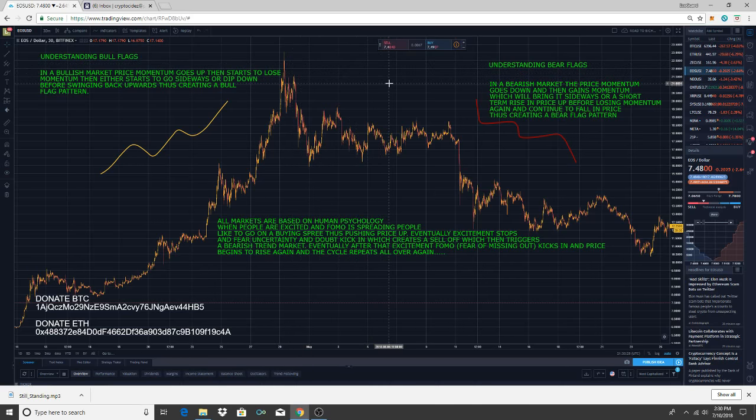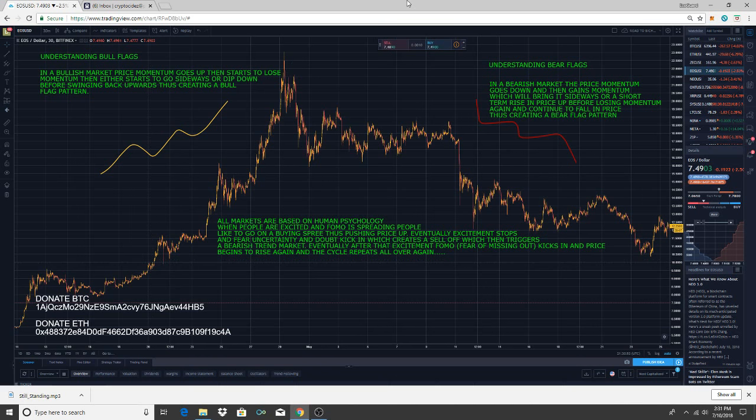Now a bear flag is such as this red line right here. The price goes down, then it goes sideways, maybe up a little bit, then it goes down, then it goes sideways, back up again, and then it continues to go downwards. Bull flags happen in bull markets. Bear flags happen in bear markets.